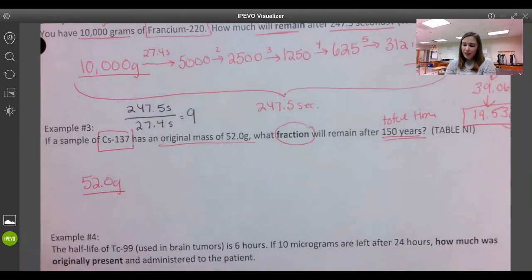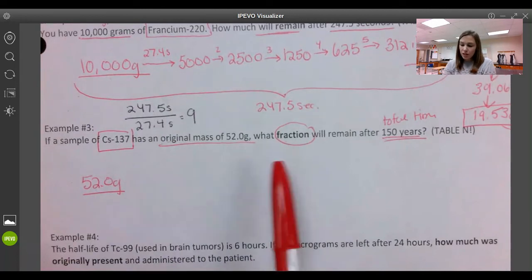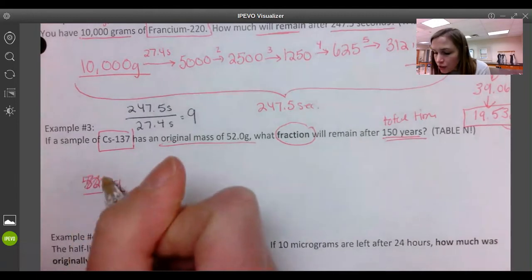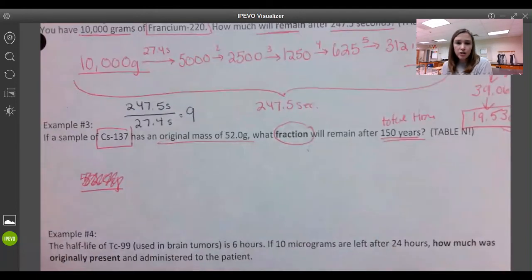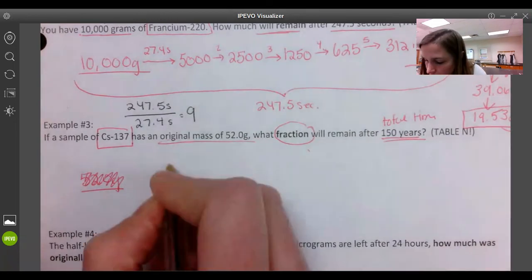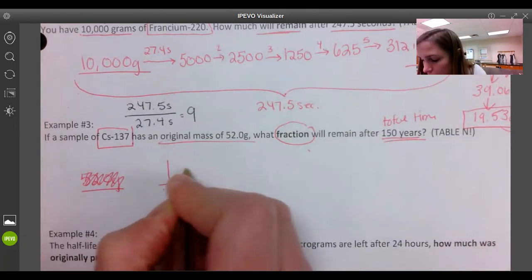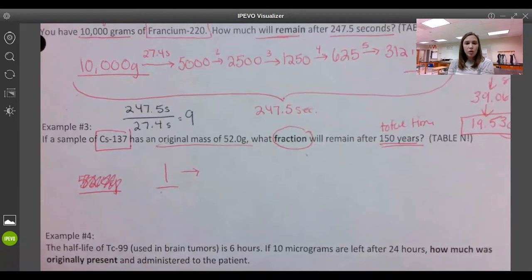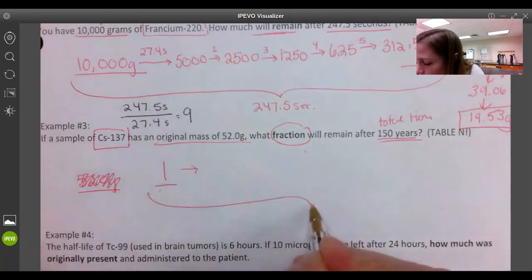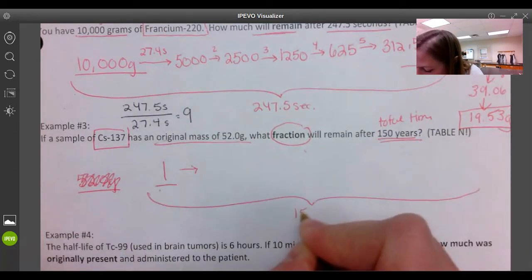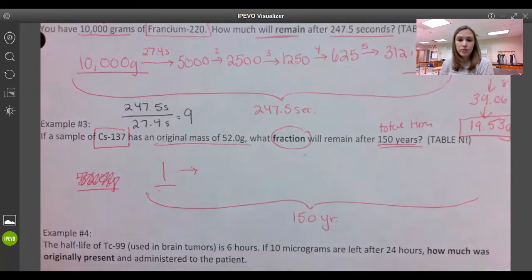So I made the mistake of just going ahead and writing in my grams, and I jumped ahead before I read the fraction part. So I'm not going to use grams here because I'm going to deal with fractions. And one big thing when you do fractions is we want to think of one whole piece that we're starting with, and then we are going to cut that in half to see what fraction is going to remain here. So we know that this total time we're looking for is 150 years.